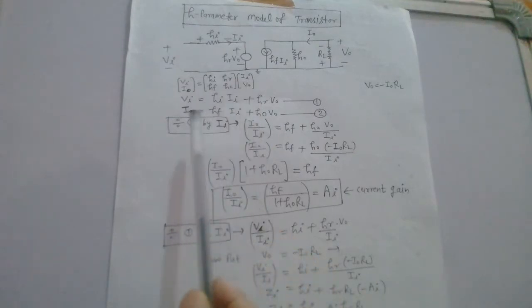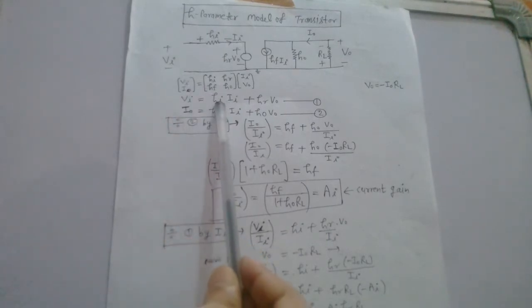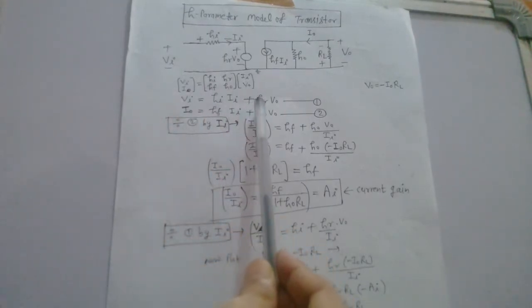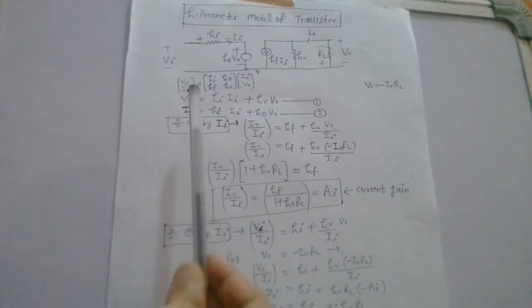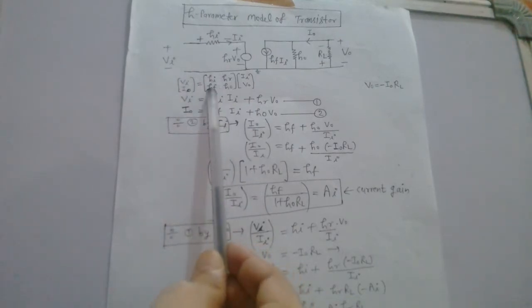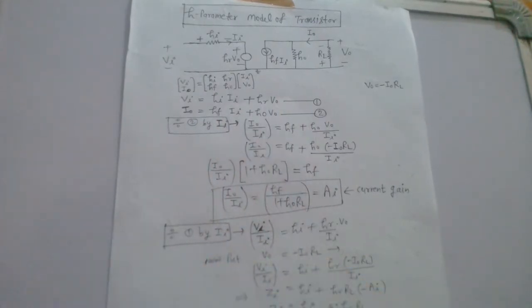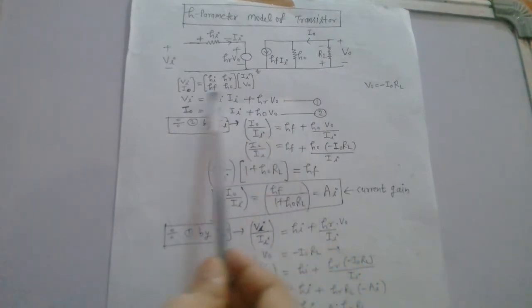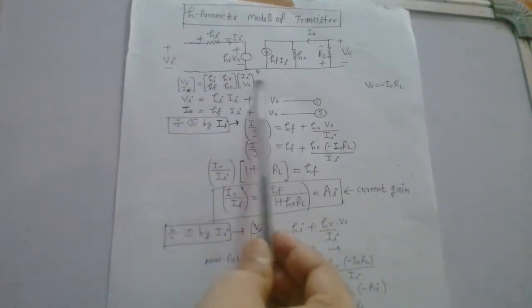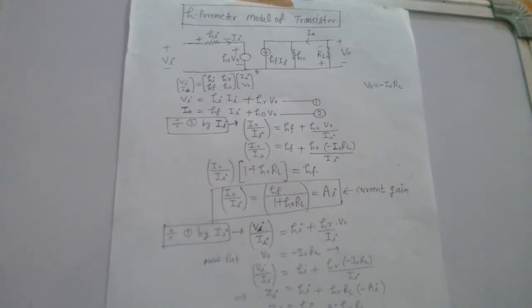So now when you open this matrix, you will get equation number 1, that is Vi is equal to hi Ii plus hr into Vo, right? Similarly, the second equation you will get when you open this matrix: Io is equal to hf Ii plus ho Vo, right? This is equation number 2. So I am simply writing these two equations by opening this matrix, right? Now my aim is to calculate this Zi, that is the input impedance, right? Input impedance I want to calculate now, right?